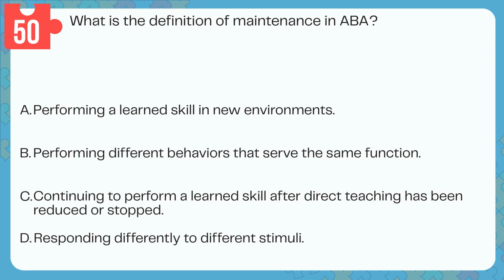Question 50. What is the definition of maintenance in ABA? A. Performing a learned skill in new environments. B. Performing different behaviors that serve the same function. C. Continuing to perform a learned skill after direct teaching has been reduced or stopped. D. Responding differently to different stimuli.